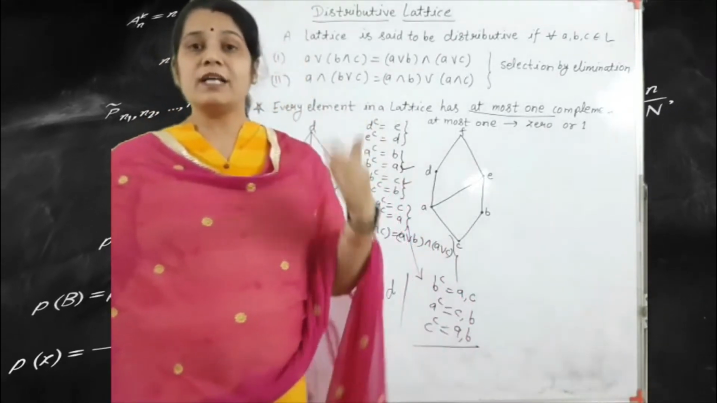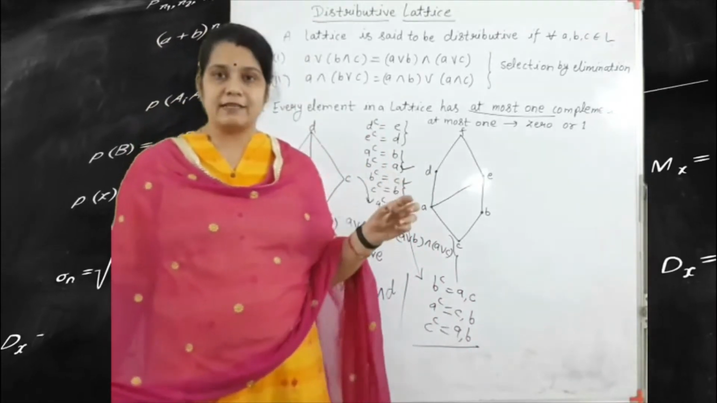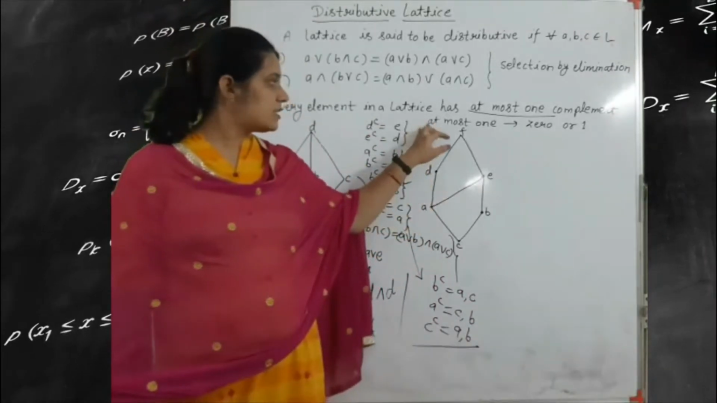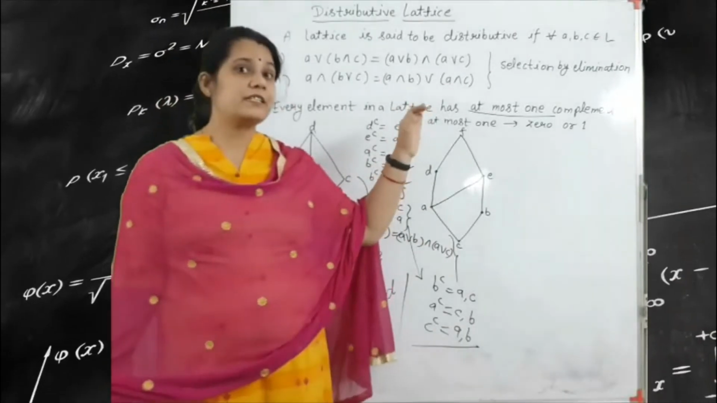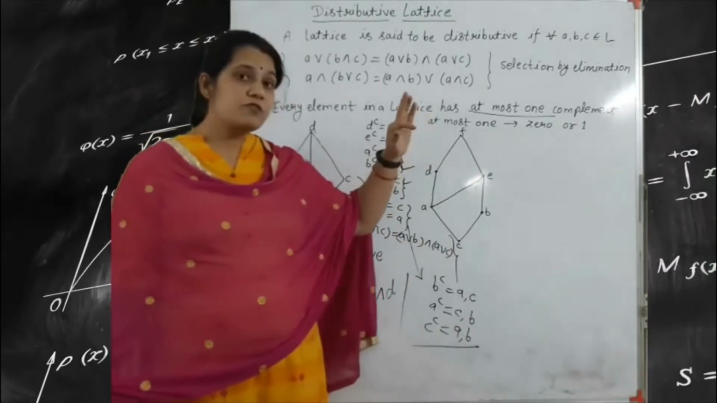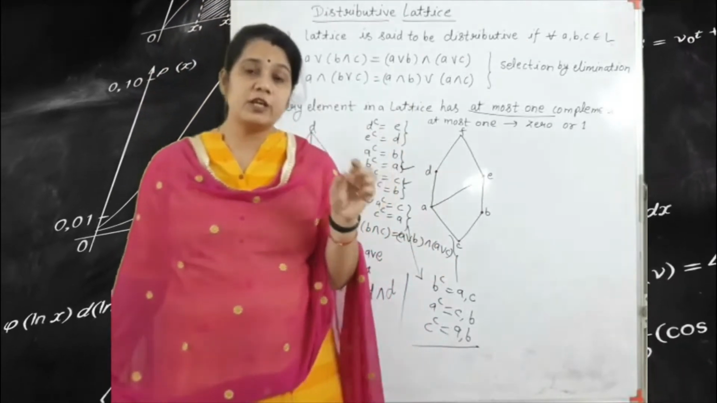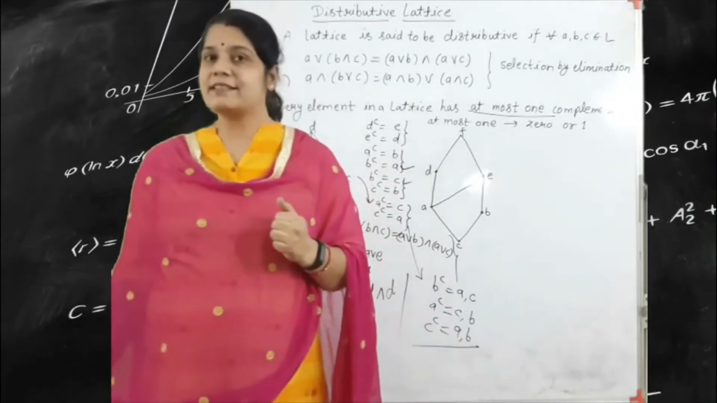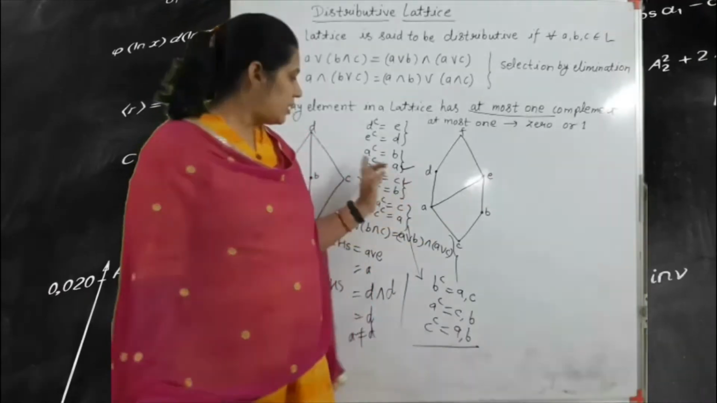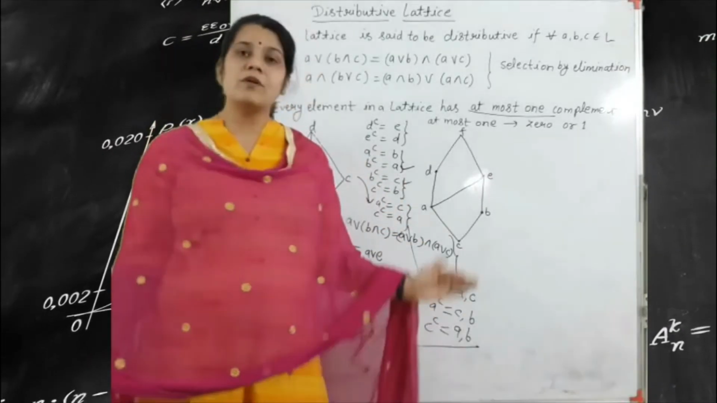Okay, so here we have the complement of B as A and C. So more than one complement is present here. So what is the condition? Condition of the distributive lattice is equal to what? At most one. That means either 0 or one complement is present in your Hasse diagram. Then you can say that this is a distributive lattice. But according to this diagram, we have more than one.